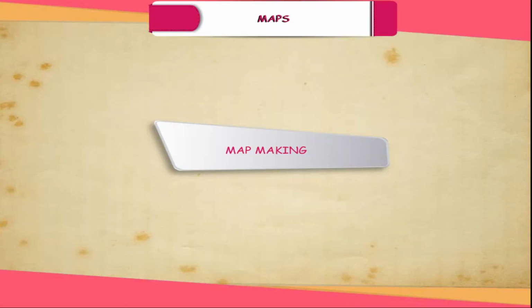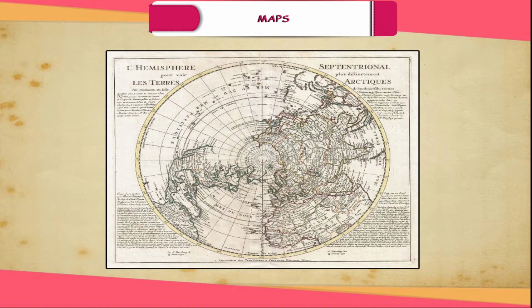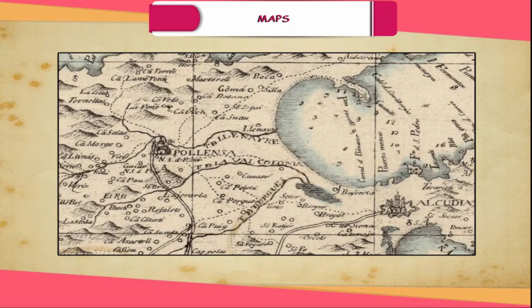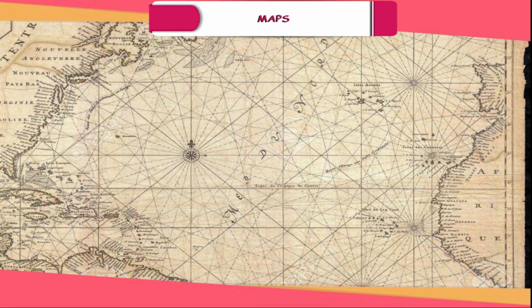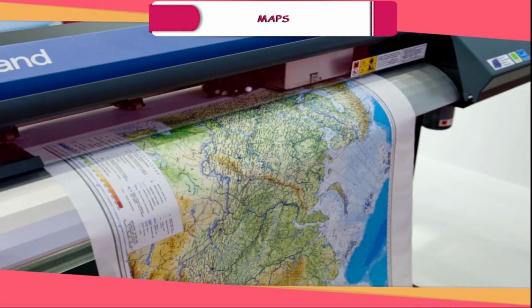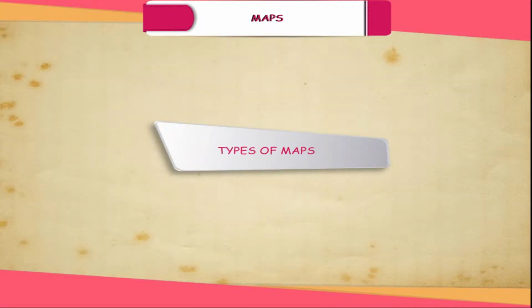Next. Map making. In modern times, 3 important steps are followed for making maps. A general view of the area and its measurements are taken. It is called survey. It is followed by drawing a map on a sheet of paper. A special method called projection is used. The maps are then printed to make a number of copies. It is called reproduction.